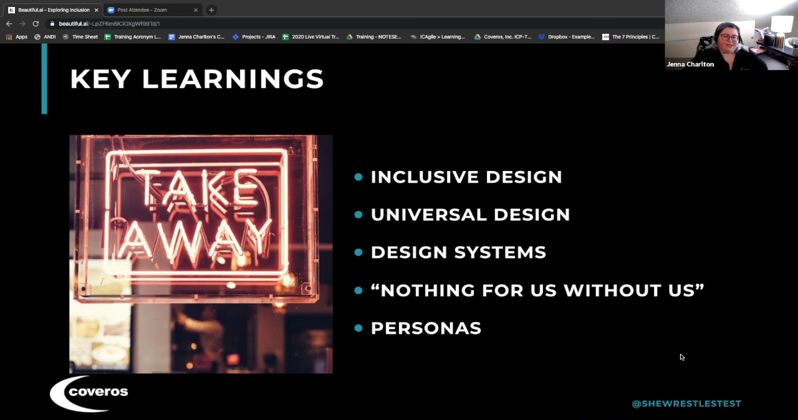Nothing for us without us. Do not build something for the disabled community without including them in the conversation. Do not assume what they need. Don't assume what will work and what won't work. Include them in the conversation. Do labs, spend time with them, learning about who they are before you start building those personas. And then of course, build personas, use them for testing, use them for doing requirements, use them at all stages of your life cycle to make sure that you've really been inclusive.